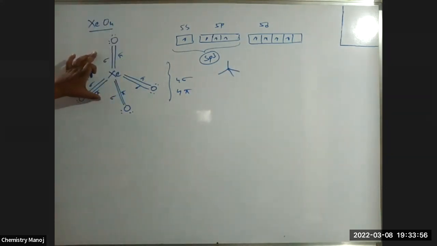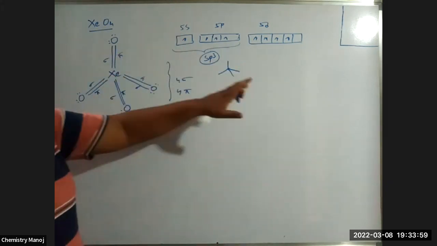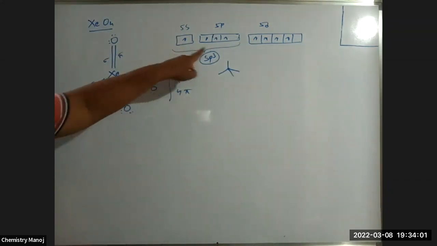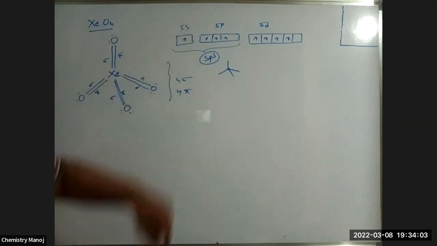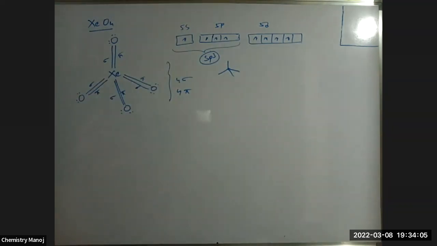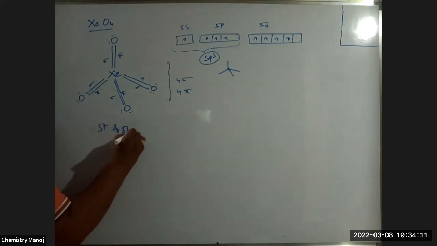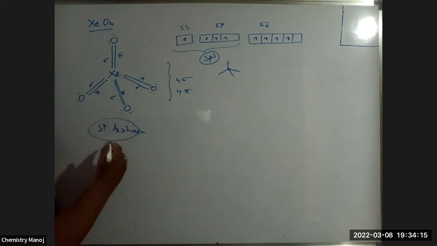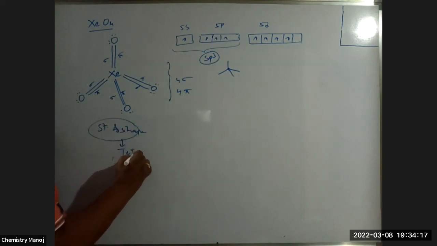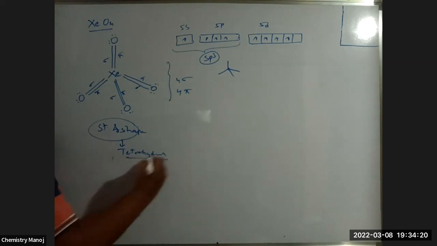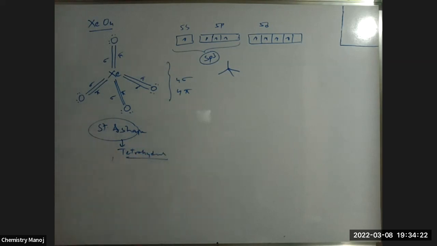No doubt it seems to be tetrahedral. Correct or wrong? Yes, sir. Because no lone pair is there, there is no deviation. All the unpaired electrons are converted into pi bond formation. So no lone pair, no deviation. Therefore, structure and shape both are tetrahedral.